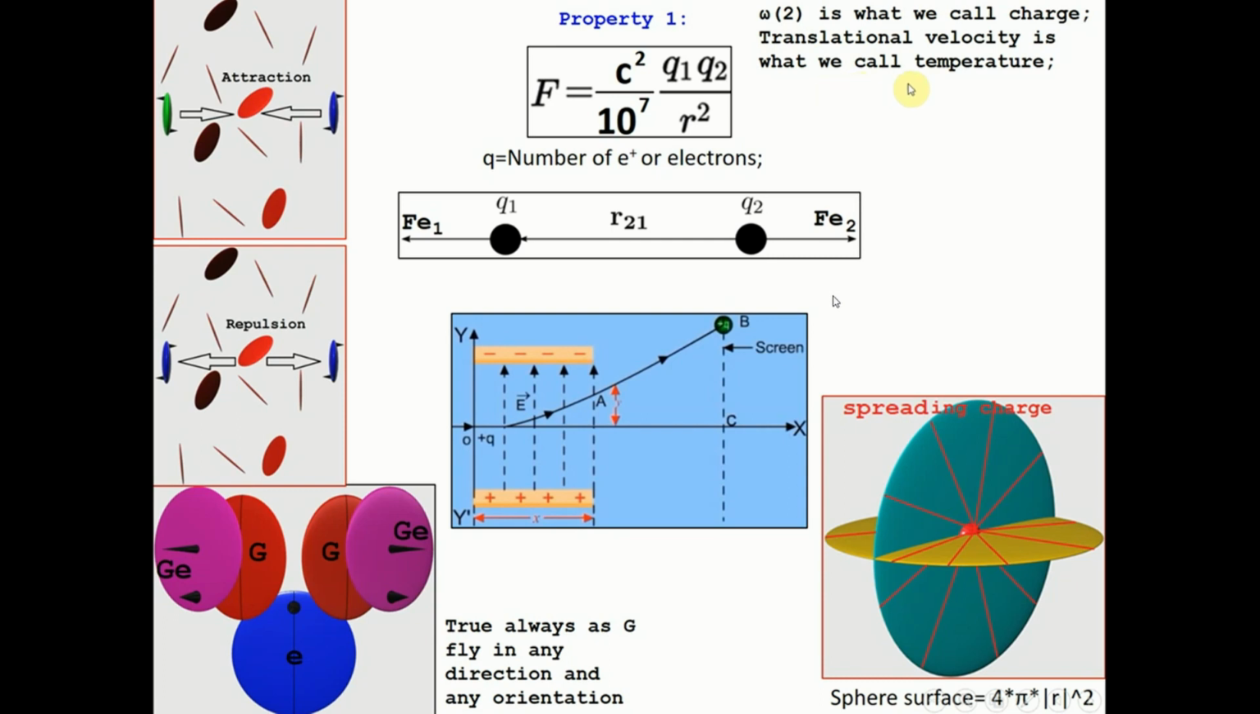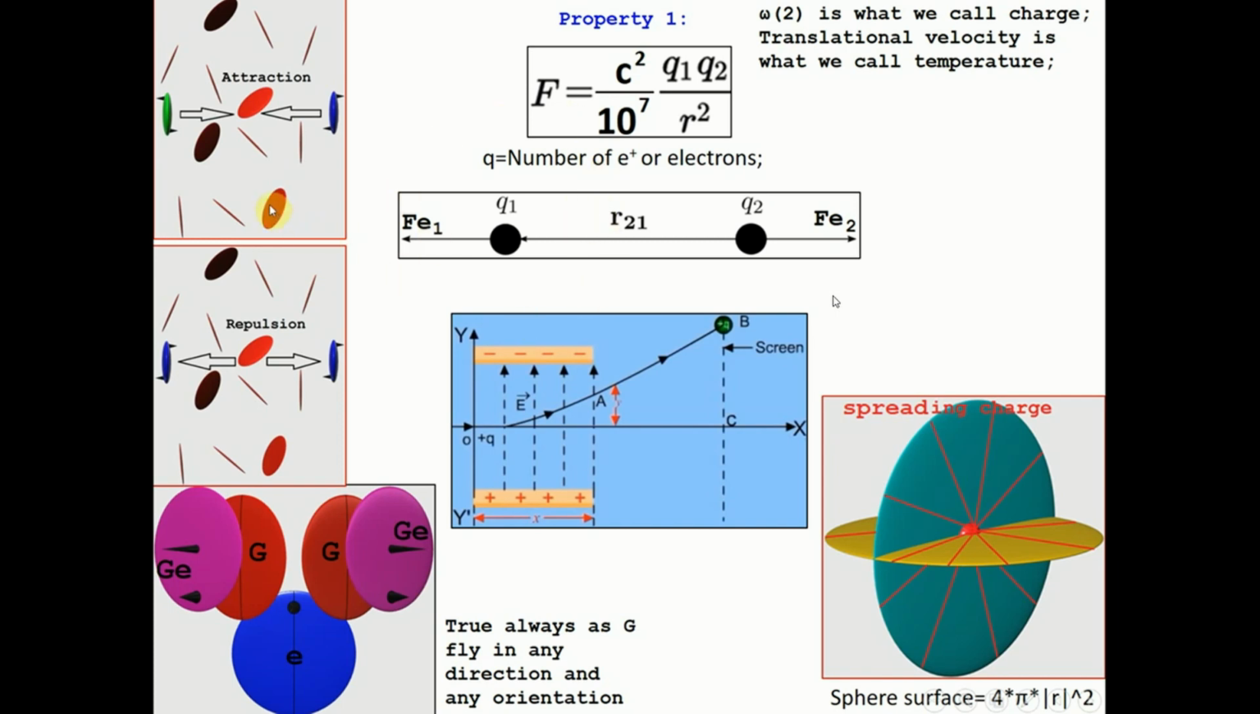We can also understand the Coulomb formula, where Q, the charge, is just the number of electrons or the number of positrons. And it's reduced by r to the 2 because the charge is spreading. In other words, the GE particles that are flying are spreading in the 2-dimensional plane, in the YZ plane and XZ plane. This attraction and repulsion is true no matter what the position of the electron and the positron is, because the G particles are flying in all directions in the universe and in any orientation.